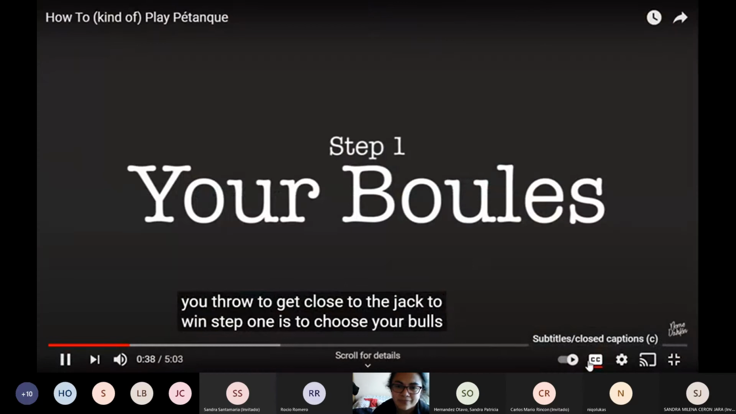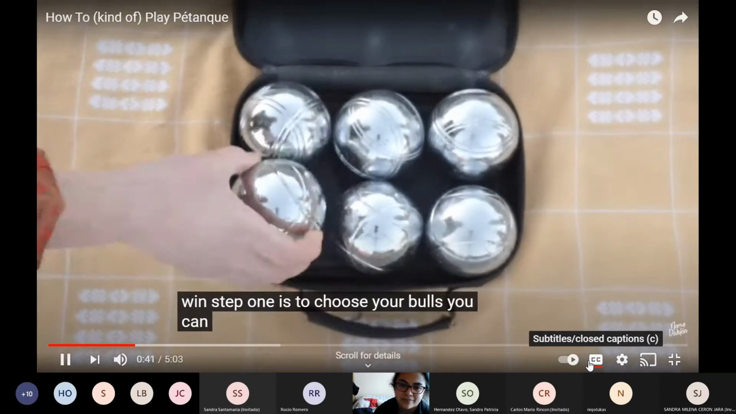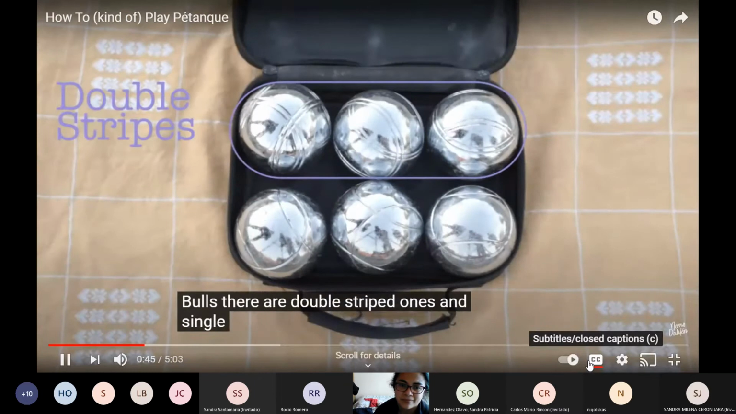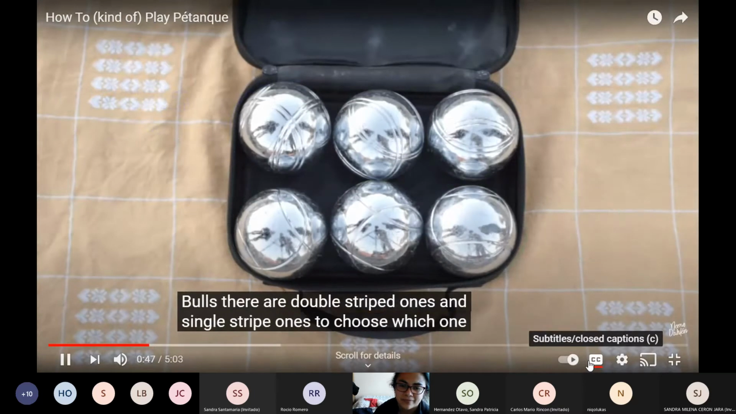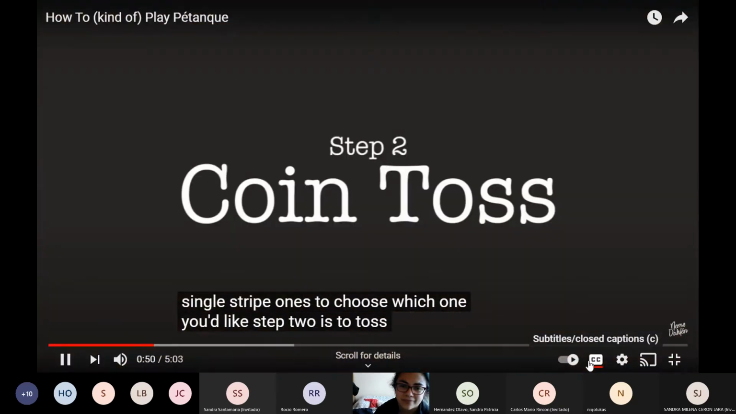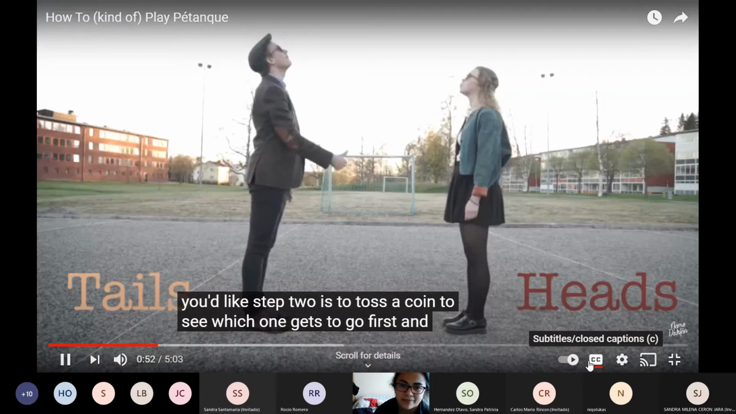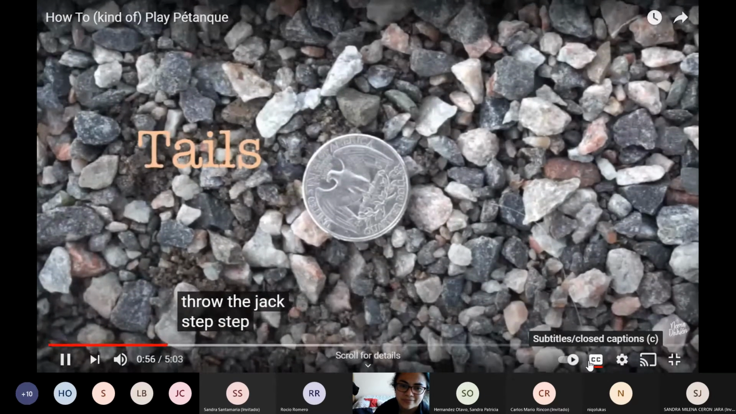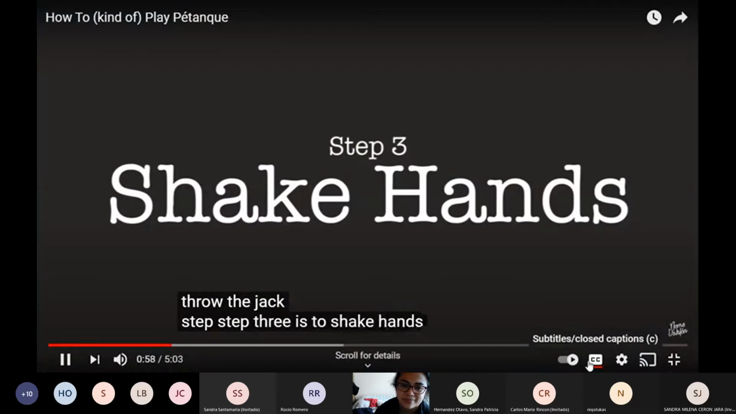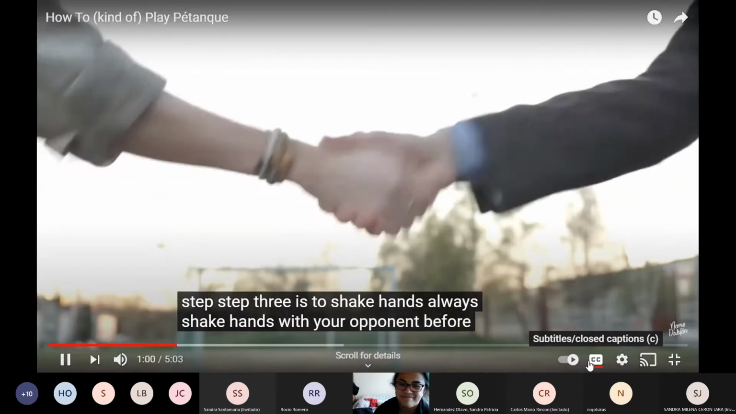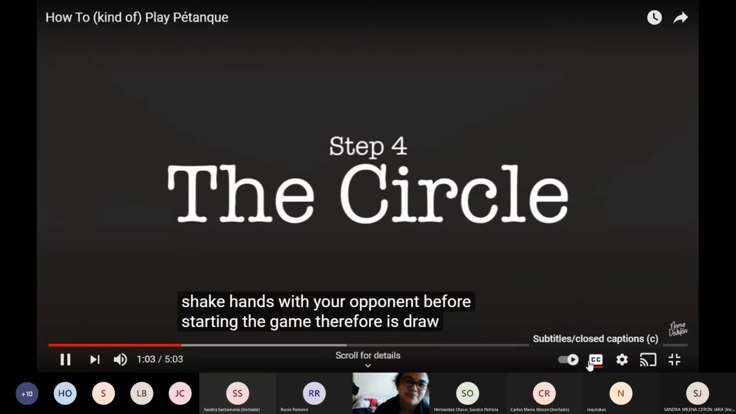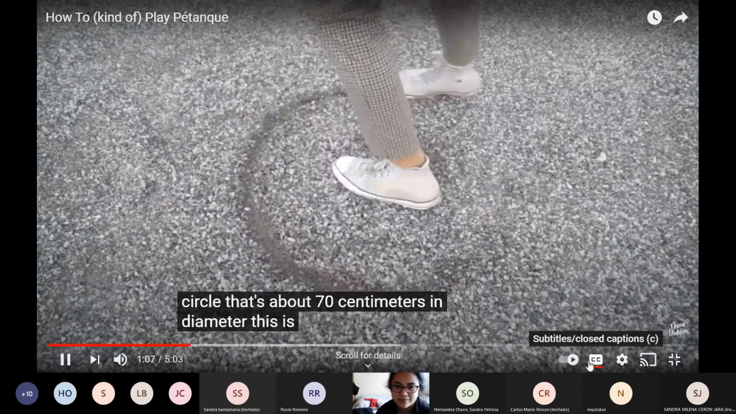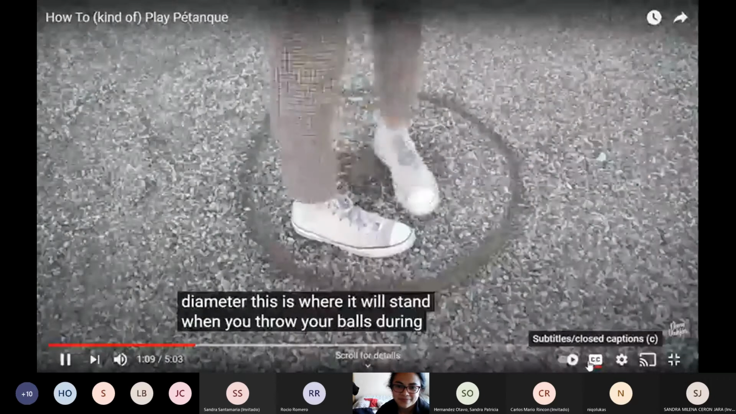Step 1 is to choose your boules. You can see there are 2 different types of boules. There are double striped ones and single striped ones, so choose which one you'd like. Step 2 is to toss a coin to see which one gets to go first, and also throw the jack. Step 3 is to shake hands. Always shake hands with your opponent before starting the game. Step 4 is draw a circle that's about 70 centimeters in diameter. This is where you will stand when you throw your boules during the game.